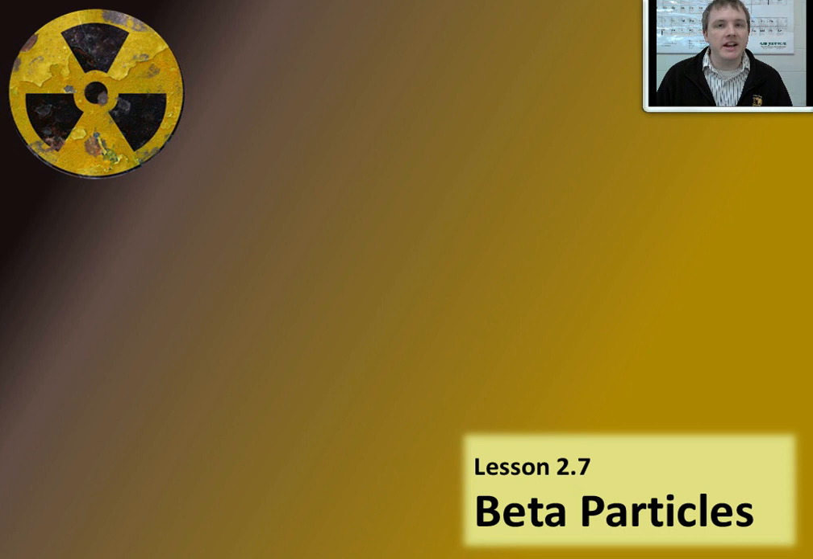In the previous lesson, you learned about alpha particles, the biggest type of radioactive particle. In this lesson, we're going to learn about the next type of radioactive particle, which happens to be the smallest type, the beta particle. Just like alpha particles, beta particles are all around us in nature and used for many man-made applications and technology as well.